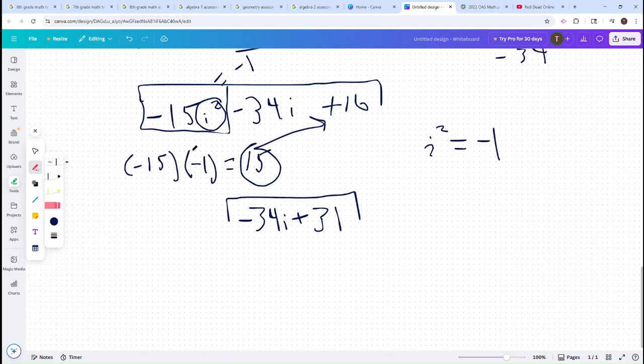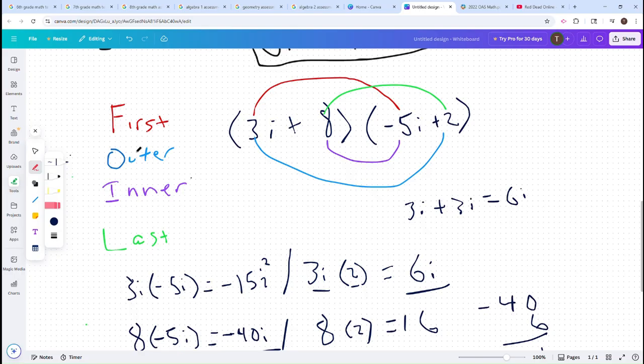So you're going to basically change the sign on that and then add it to the constant term at the end. So that's multiplying. FOIL will do that, and you've done that in binomial multiplication just with the x on it, not necessarily i, but it's the same thing. All right.